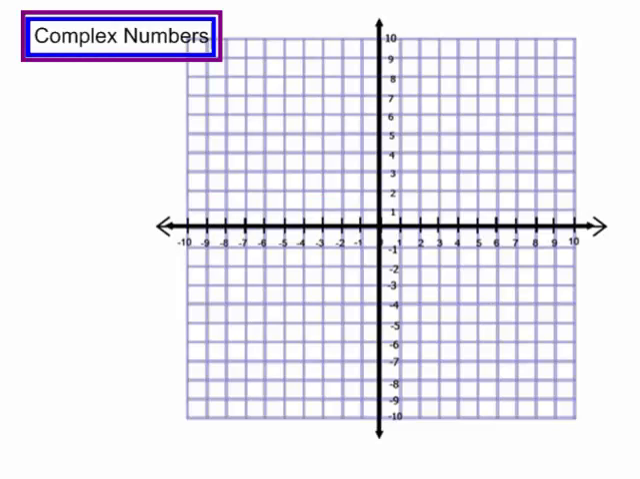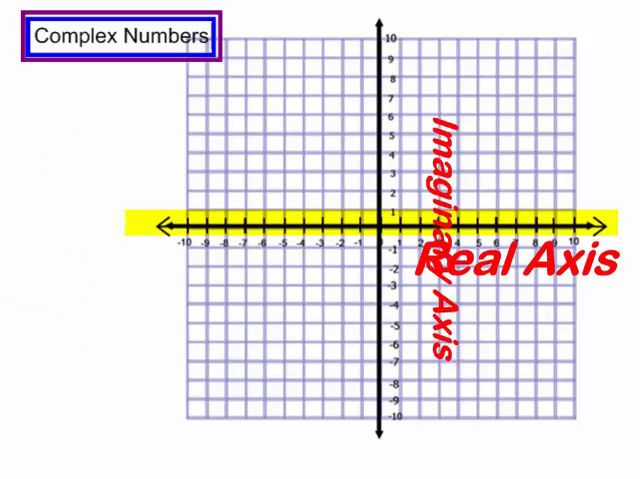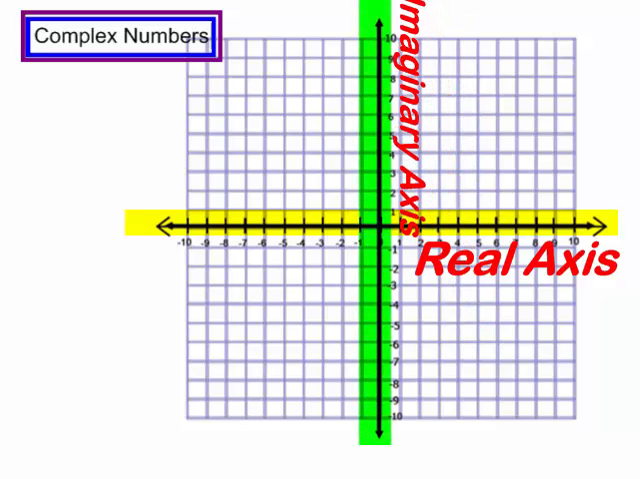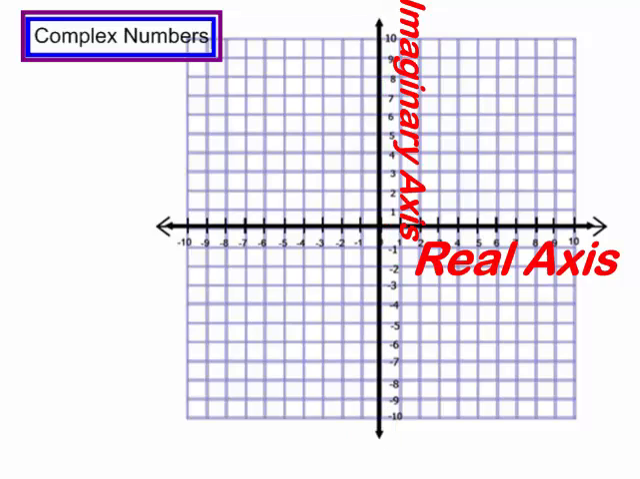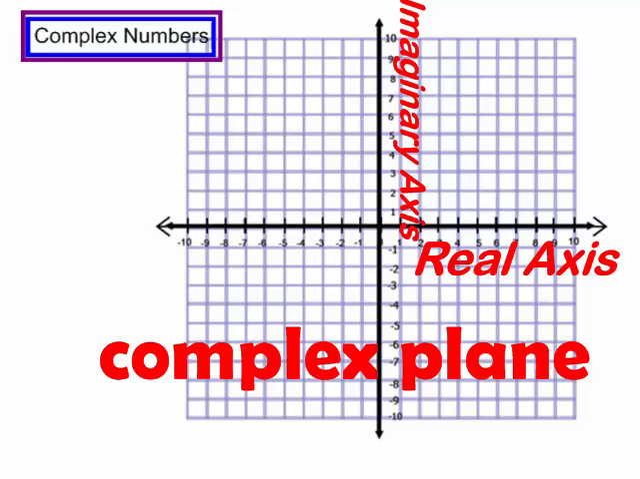We can even graph complex numbers. We can graph these on the Cartesian plane, and we will use our horizontal axis as our real axis, and we will use the vertical axis as our imaginary axis. When we use the Cartesian plane in this way, we call it the complex plane.